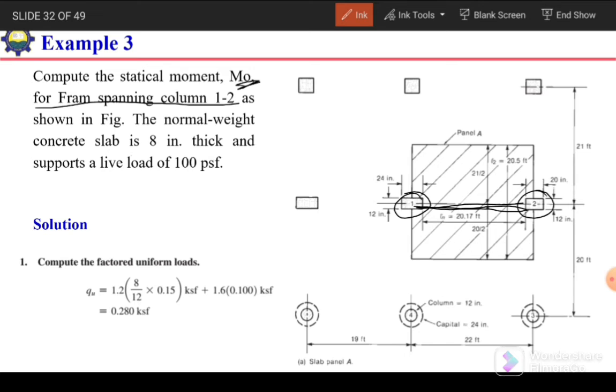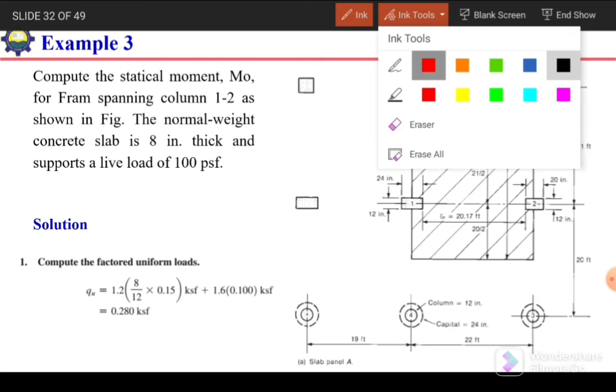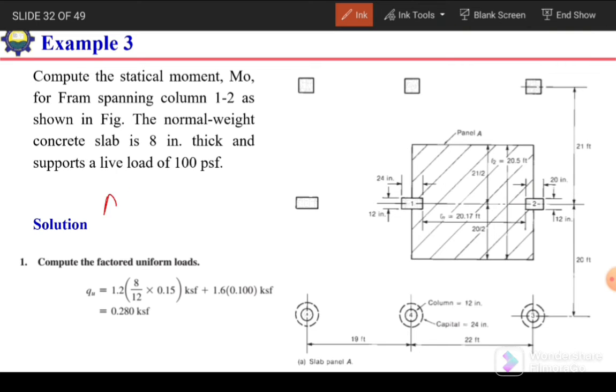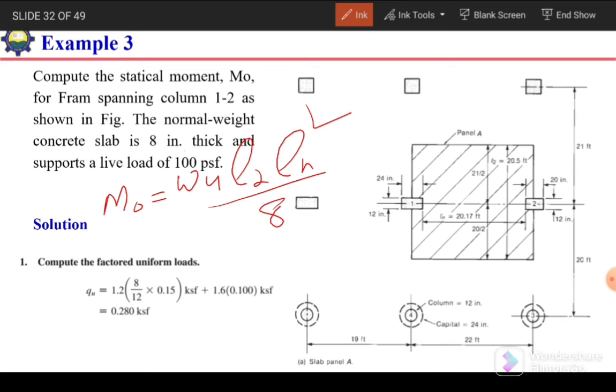The normal weight concrete slab is 8 inches thick. The thickness of the concrete slab is given, and it supports a live load of 100 pounds per square foot. The live load is given. So our aim is to calculate the static moment. We know that in the case of static moment M naught, we require three factors actually: Wu, L2, Ln squared divided by 8. So if we know this Wu, L2 and Ln, we can easily calculate this M naught.